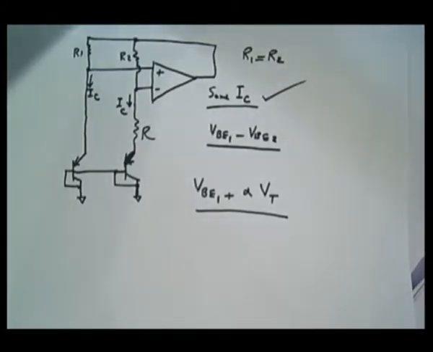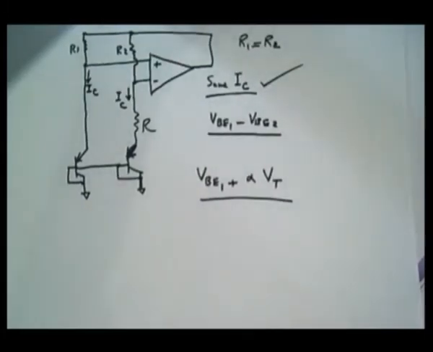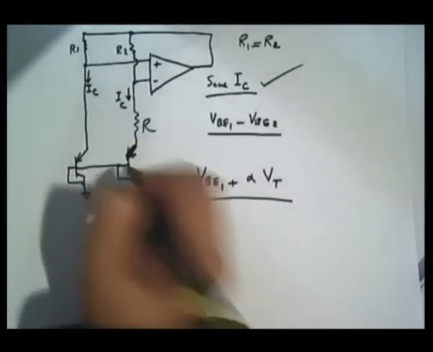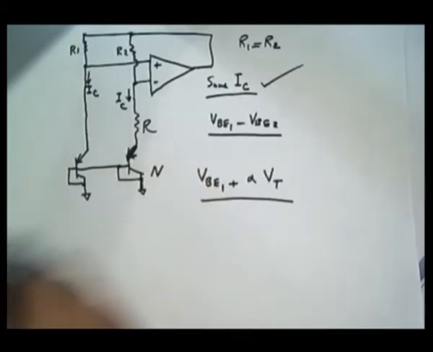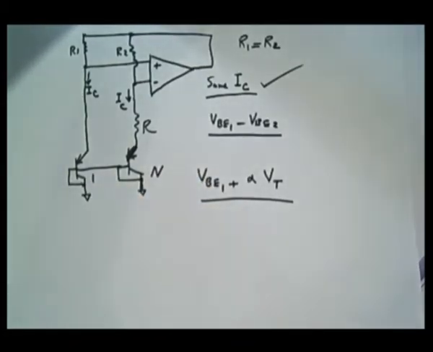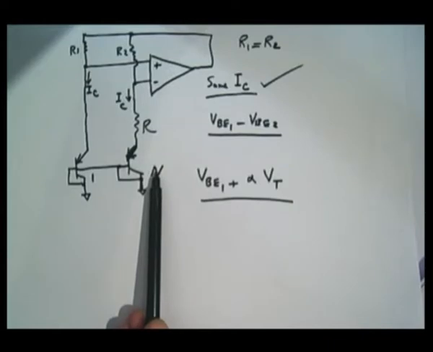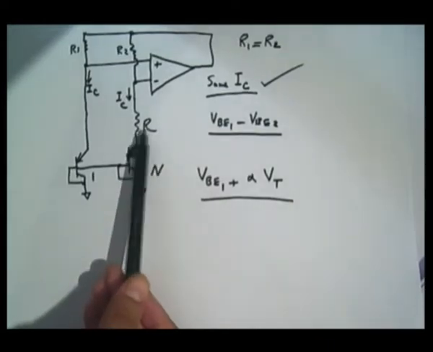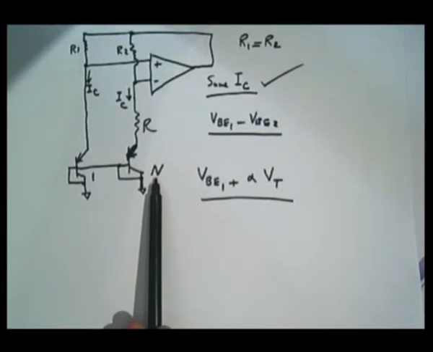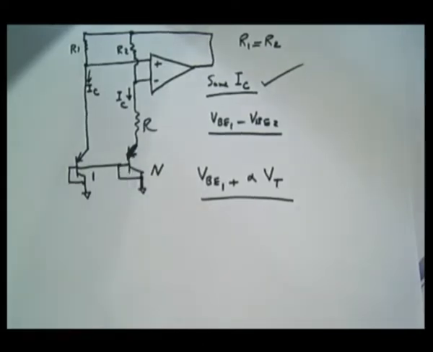We want to generate VBE1 minus VBE2. So the area of this transistor is n times that of this one. I will show it by 1 and n. By the way, the same logic which we applied to MOS is valid here. This transistor has more area, so it should be connected to R, because the transistor which has more emitter area will have less VBE. So then this loop will be valid.